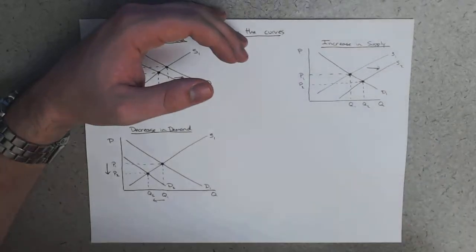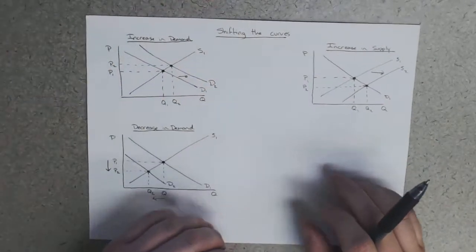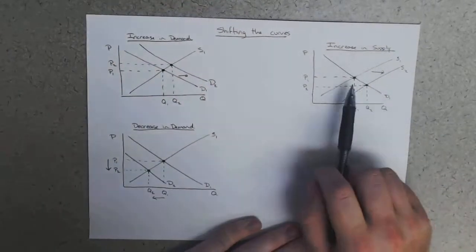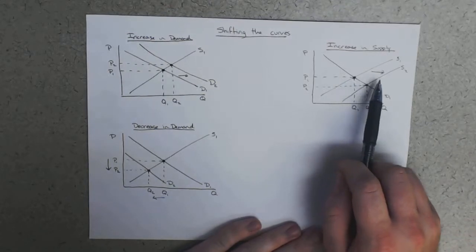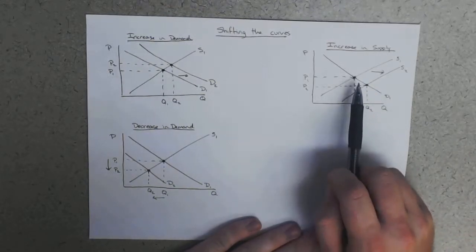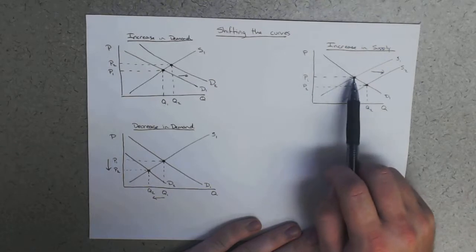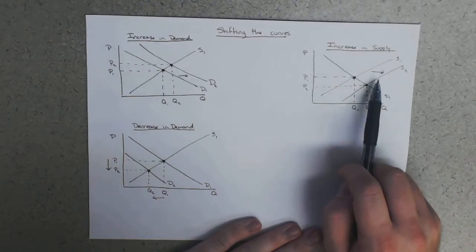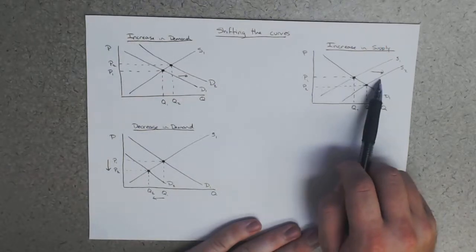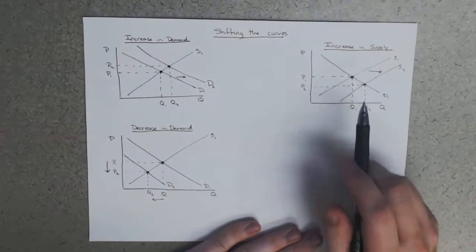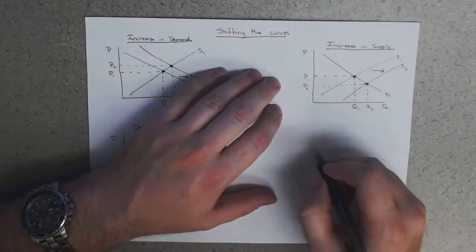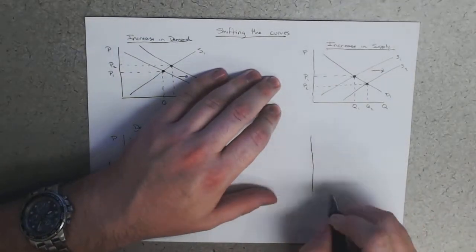Just to really drive this home, note that I shifted the supply curve to the right, not down, not up, not left. It went to the right. So increases are always to the right, decreases always to the left. Okay, let's do one more together.